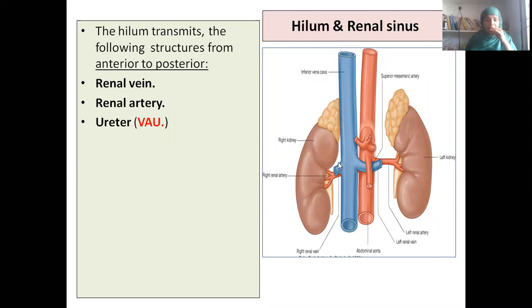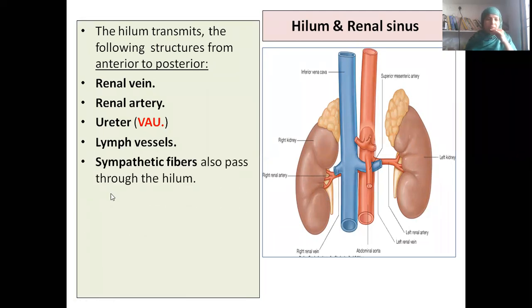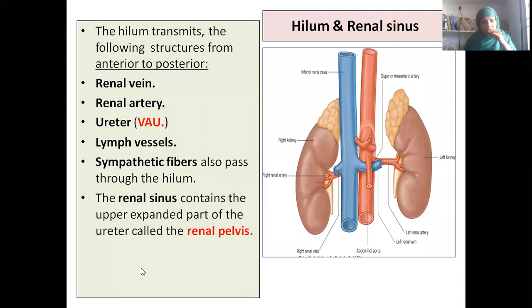How do we identify? By looking at the structures in the hilum. The anterior-most will be the vein, then the artery, then the pelvis of the ureter: VAP. Vein first, artery in the middle, and pelvis of the ureter behind. Apart from that, everywhere in the hilum we will have lymph vessels and sympathetic fibers. The renal sinus, I will show and explain to you.